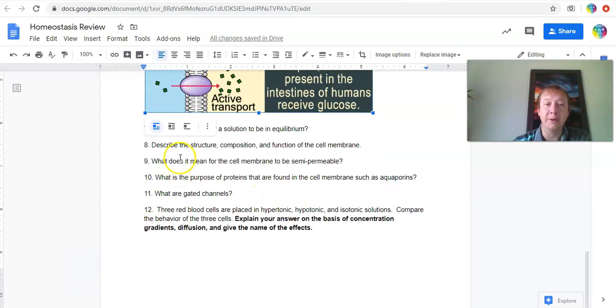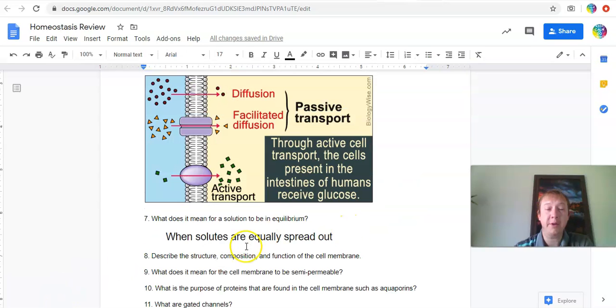Okay, so the next question is, describe the structure, composition, and function of the cell membrane. Sorry, I almost missed a question. So first, going back, is number 7. What does it mean for a solution to be in equilibrium?